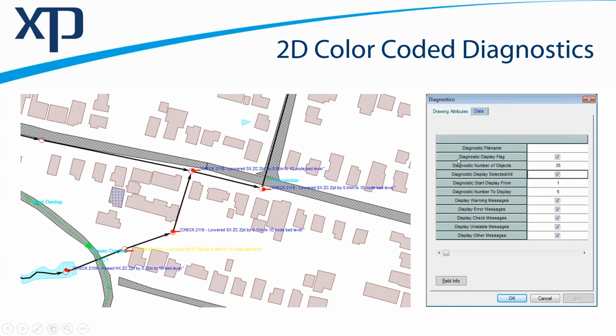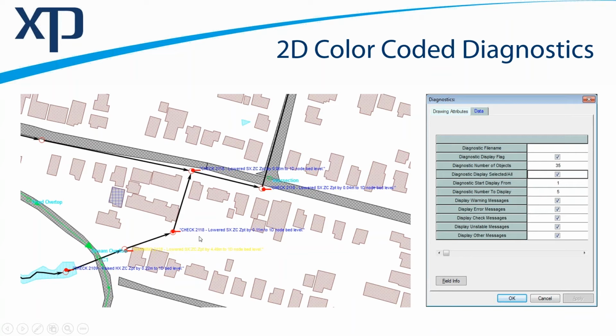So now when you right-click and go to the properties of the diagnostics layer and you click on the data tab, you can choose to show them all. This was existing, but now you can turn on or off specific messages that you would like to see, and they each have their own color.